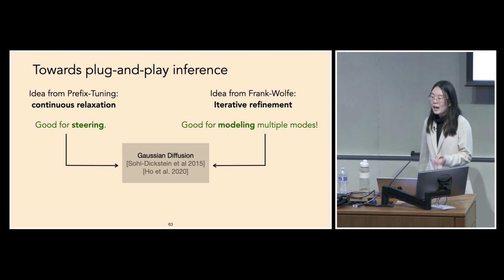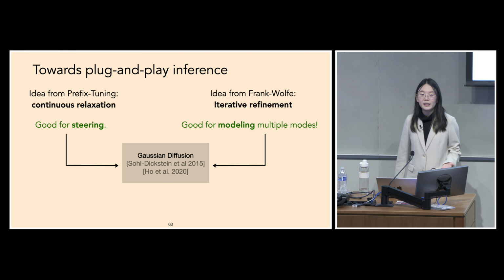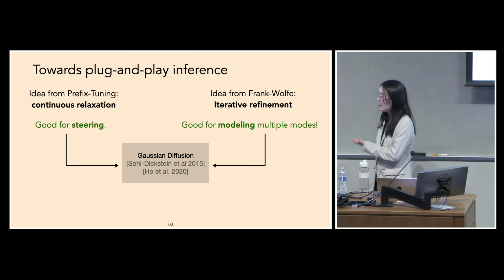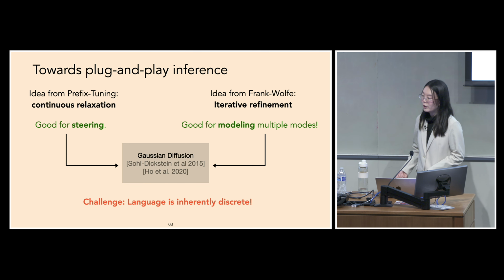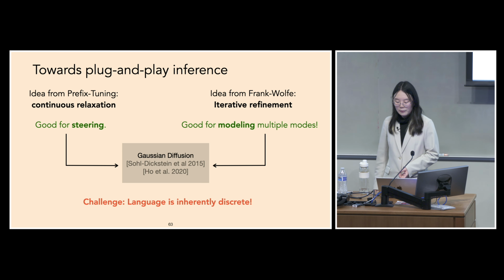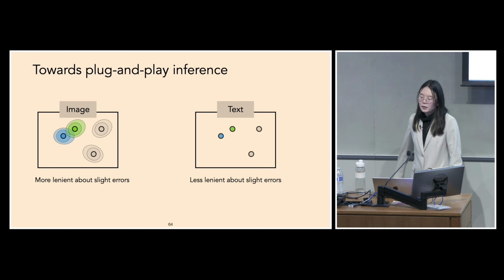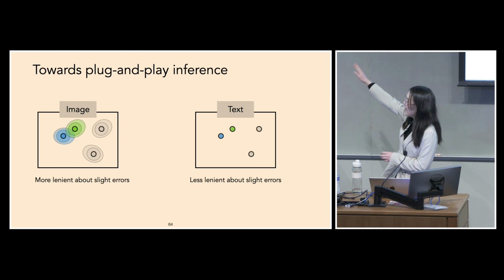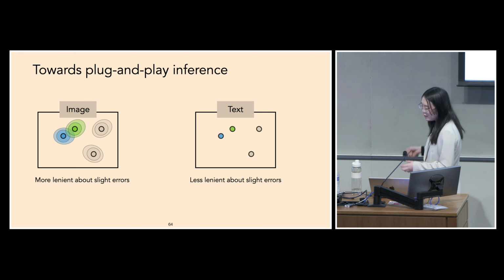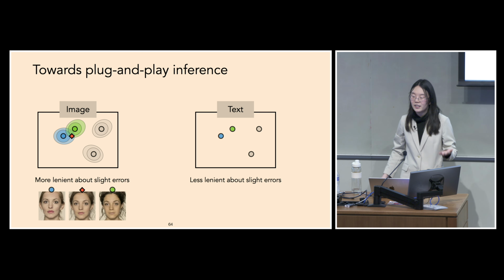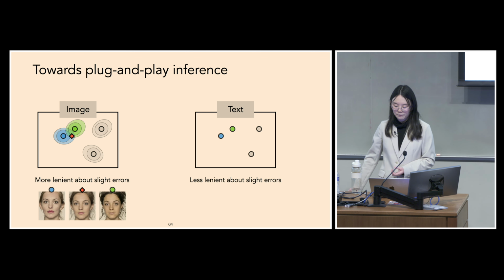So we want to design a controllable language model that's built on top of these two pillars. Gaussian diffusion is a class of model that nicely marries these two principles. It is used ubiquitously in vision, such as DALL-E and Stable Diffusion. However, when we think about using it for language, it is a much harder problem, because language is inherently discrete. Here we are contrasting images and text. We know that images are inherently continuous. So if the prediction is near the ground truth image, or if the prediction is in between two good images, then it would still be perceived as a high-quality image.